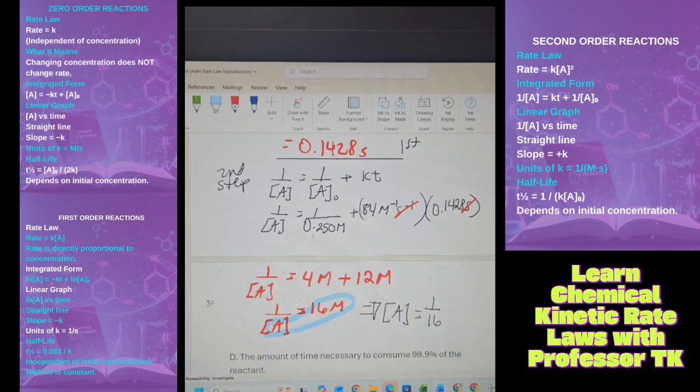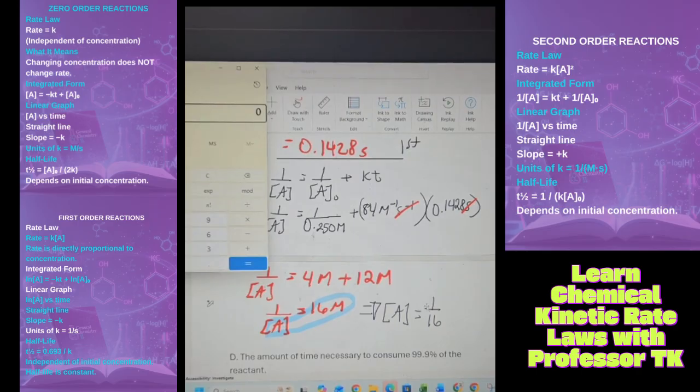Okay? And ironically, there are 16 people in the lab. So y'all hit that them hearts up. 16 people, 1 divided by 16.